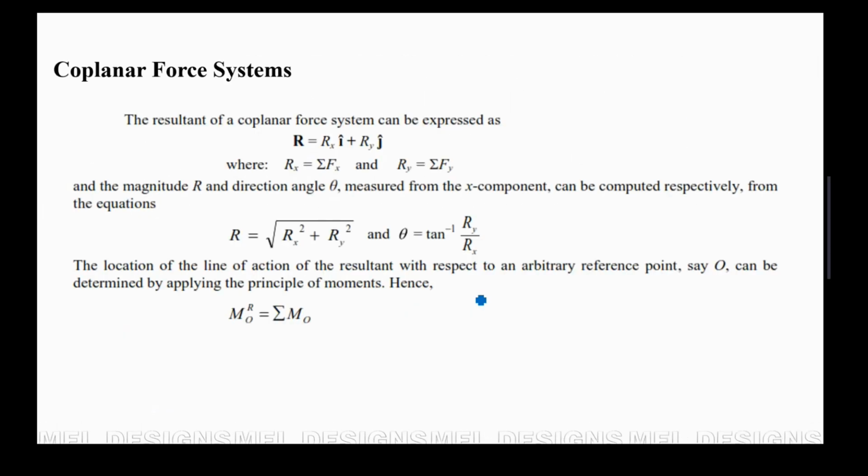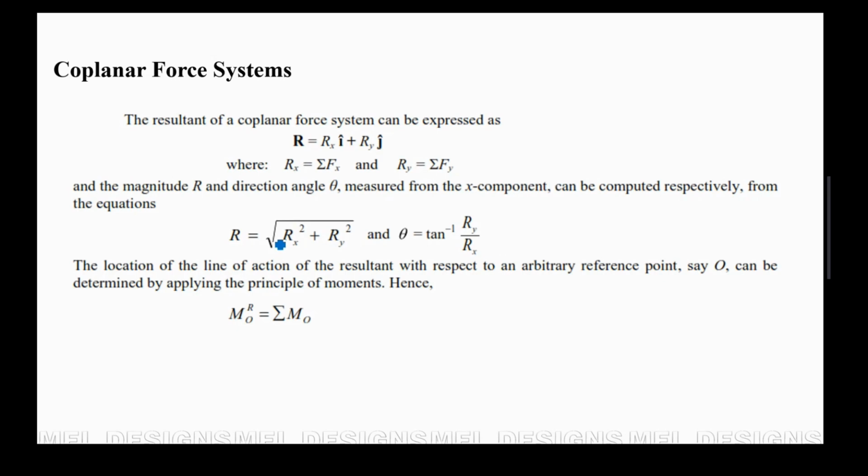So for our coplanar force systems, the resultant of a coplanar force system can be expressed as R, or the Cartesian vector form of our resultant is equal to Rxi plus Ryj, in which yung ating Rx, of course, as we have stated a while ago, it is the summation of forces along x, and then Ry is the summation of forces along y axis. And the magnitude R and the direction theta measured from the x component can be computed respectively from the equations.